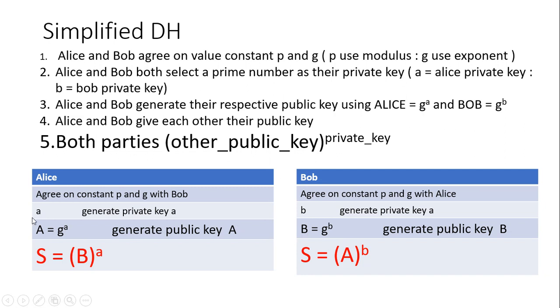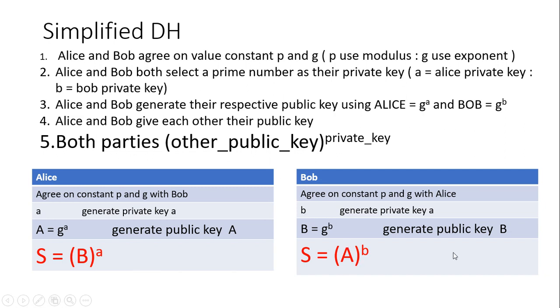From Alice's point of view, upon receiving Bob's public key, we raise it again to the power of Alice's private key, like this. And from Bob's point of view, upon receiving Alice's public key, we raise it to the power of our private key.